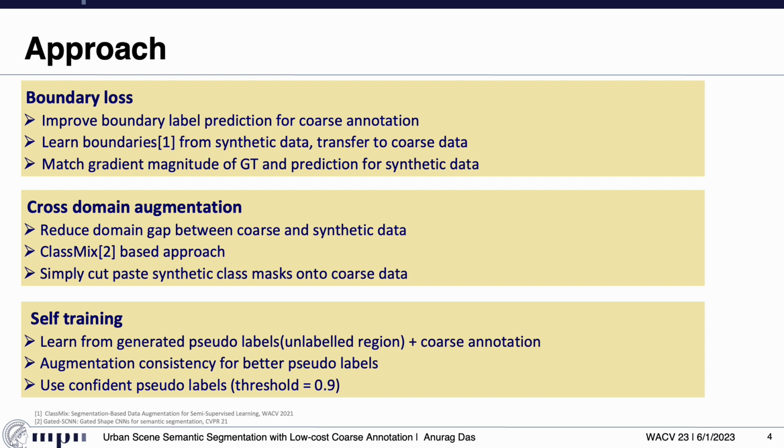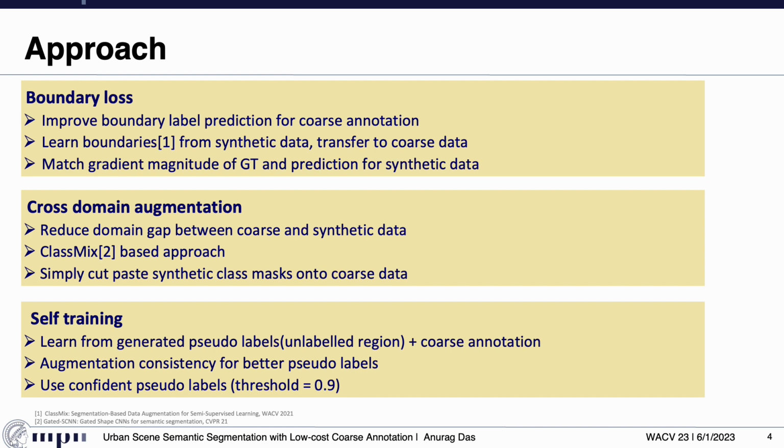The next key component is cross-domain augmentation. Since there is a domain gap between coarse data and synthetic data, we cannot simply use this data together. To reduce this domain gap, we use a ClassMix based approach. We simply cut and paste synthetic class masks onto coarse data.